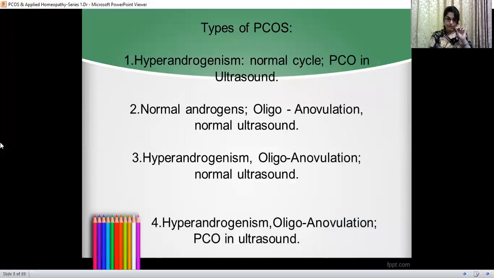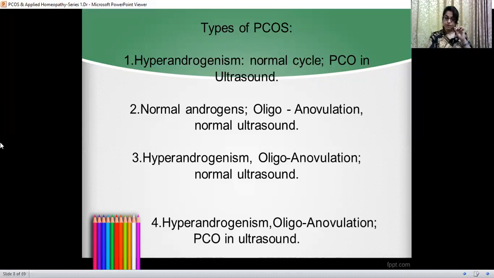Types of PCOS. First is hyperandrogenism, where you find a normal cycle but polycystic ovaries in ultrasound. Now, a patient can come with a normal cycle, but in the ultrasound, in the sonography report, you can see polycystic ovaries. That is termed as hyperandrogenism.